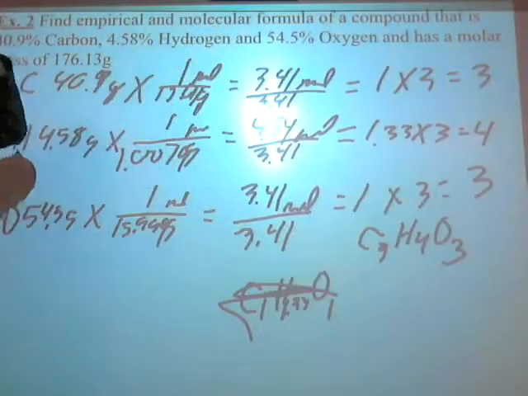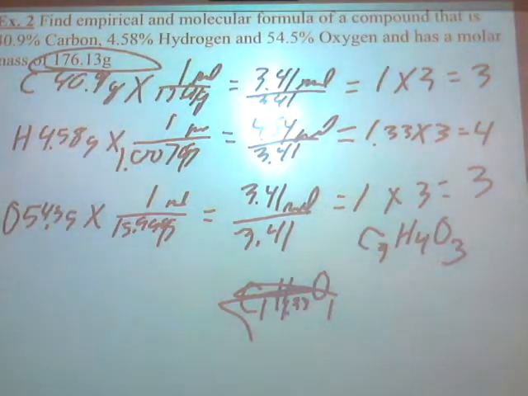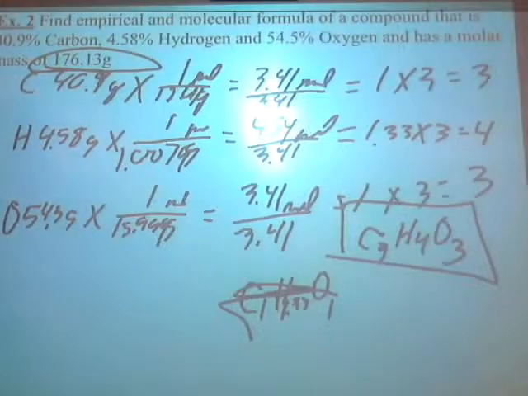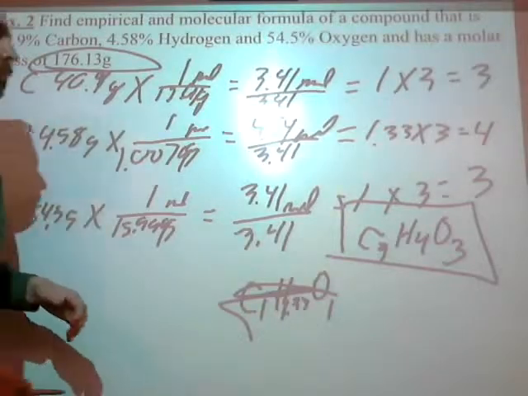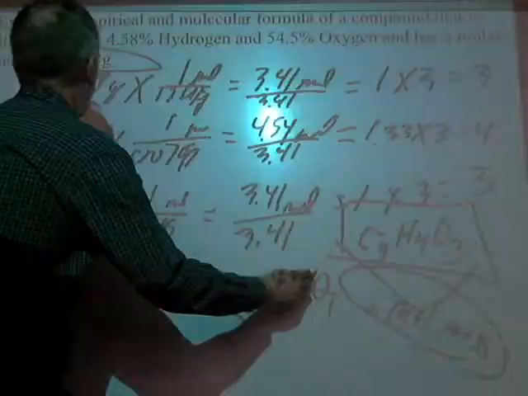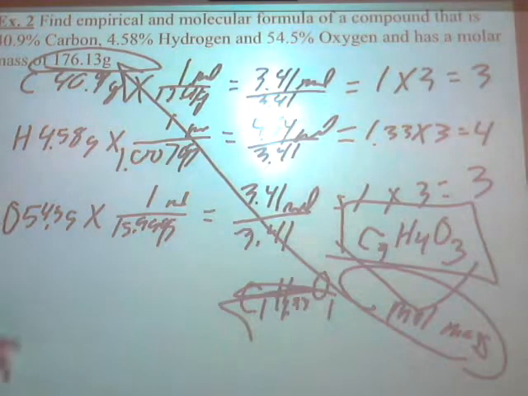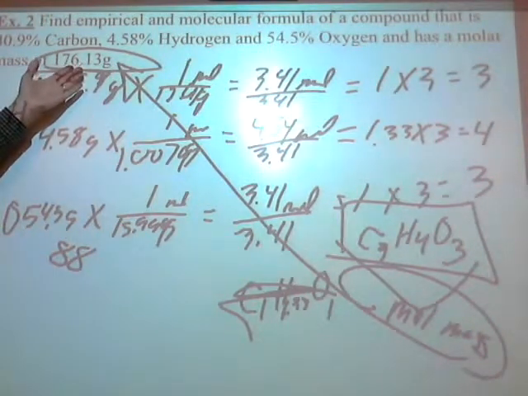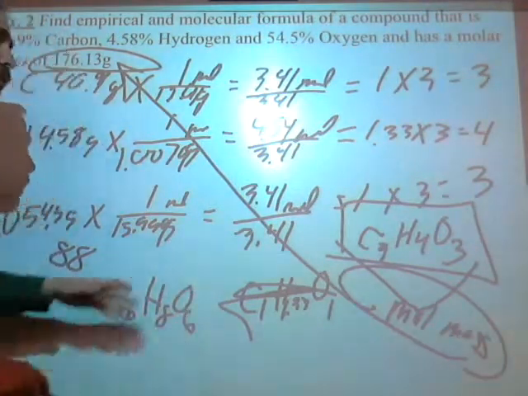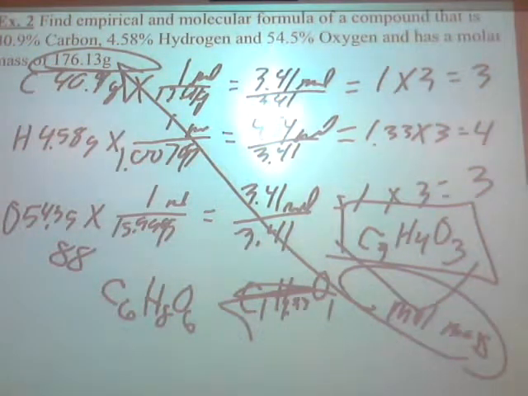So, look up here. It tells me the molar mass is 176.13 grams. And I just found this to be the empirical formula. Anybody got a suggestion on what I could do? Yeah, we'll find the molar mass of this guy, and we'll see how it compares to that guy. If you find the molar mass of that guy, it comes out to be around 88 grams, which is approximately half of this guy, right? And so your final answer is C6H8O6. You multiply all those subscripts by 2. It's actually twice as big.